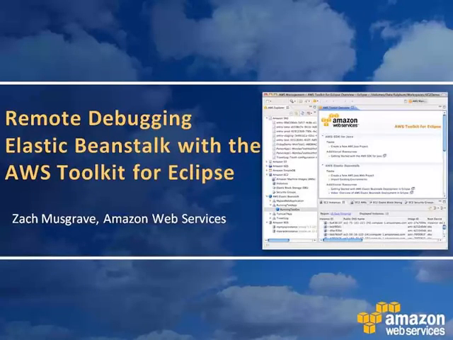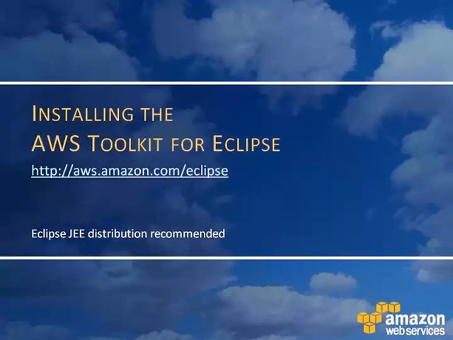In this screencast, we're going to show you how to use the AWS Toolkit for Eclipse to easily configure an Elastic Beanstalk environment for remote debugging. Before we start, make sure that you've downloaded the toolkit and that you've signed up for Amazon Elastic Beanstalk. Point your update manager in Eclipse at aws.amazon.com/eclipse to get started quickly.